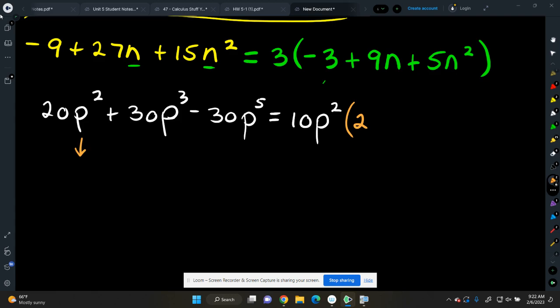Let's do the next one. 10 out of 30 leaves me 3. Now I took p squared out of p to the third. How many p's are left? 1. So it's p to the first.